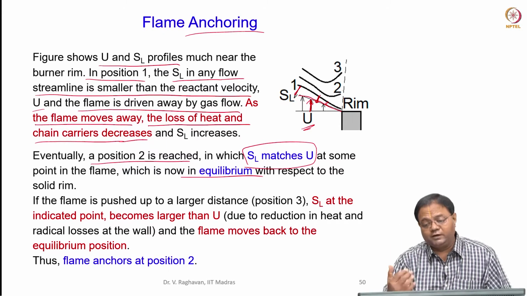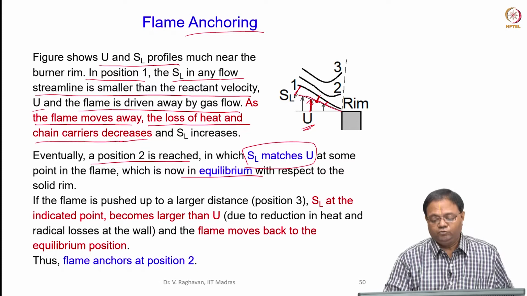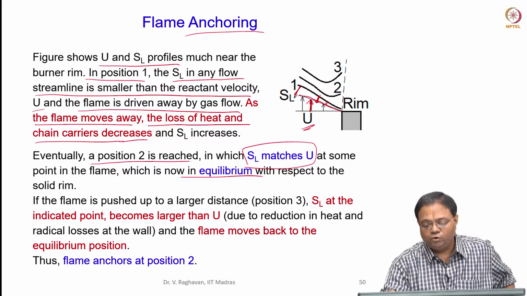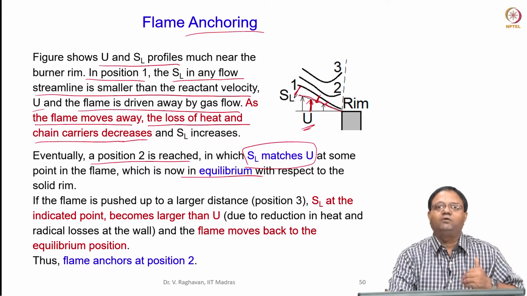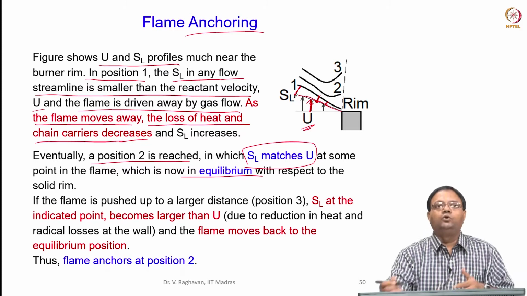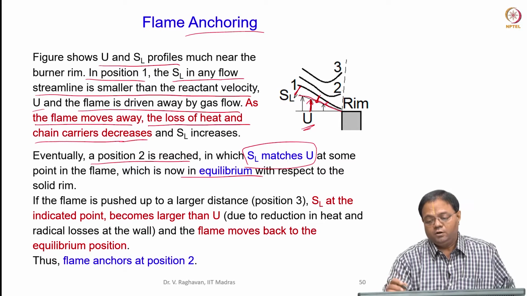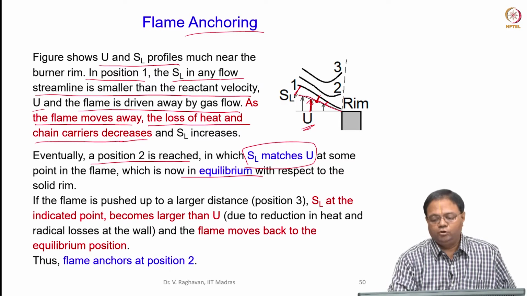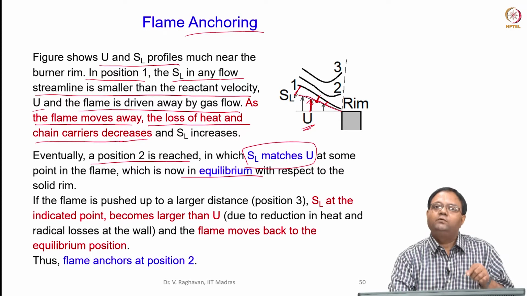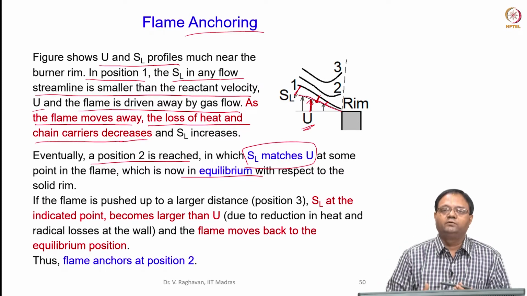Now what you do, you decrease the velocity U, then the flame will try to go to position 1. This is not discussed here, but we can discuss this. So from position 2, if you decrease the velocity slightly, you go to position 1 now. When the flame reaches the rim, it will lose more heat and radicals. Then what happens? Its velocity SL will decrease. So now at this point U will be more than SL. So again you will push the flame out to position 2. So again it will reach the equilibrium position.